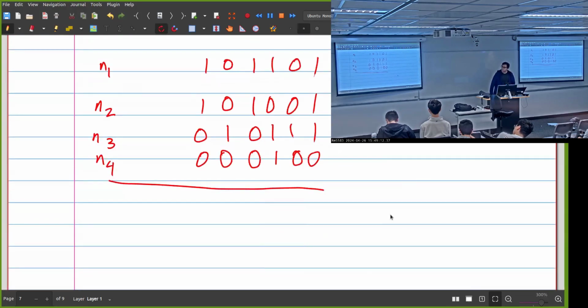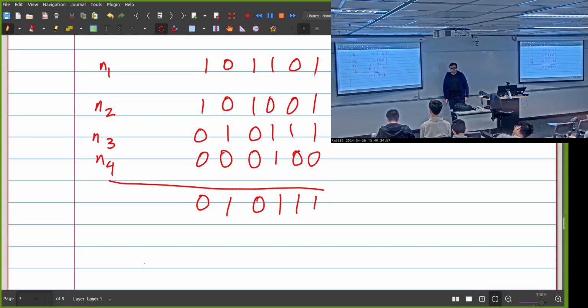When I'm taking the XOR, I basically have to see whether I have an even number of ones or an odd number of ones for every digit. Here I have 3 ones, so the XOR is 1. Here I again have 1. Here I have 3 ones, the XOR is 1. Here I have only 2 ones, the XOR is 0. Here I have 1, the XOR is 1, and this is it. So this is the XOR. My XOR is not 0.